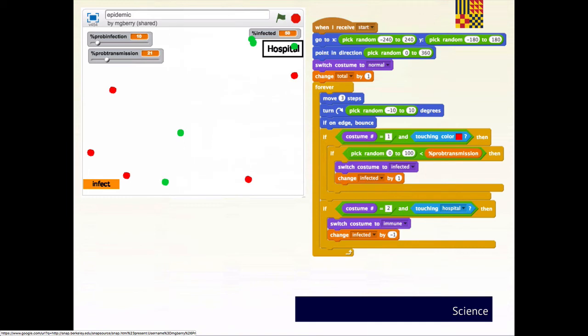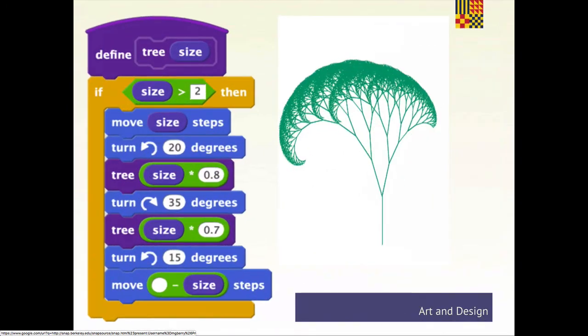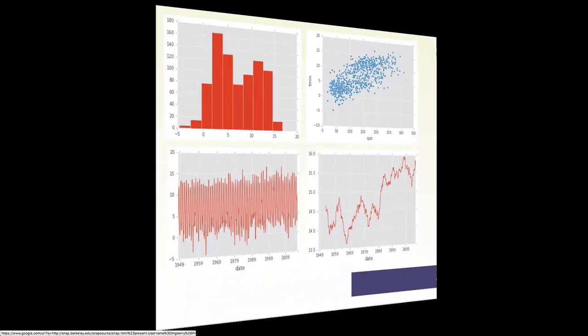In science, modeling the spread of an epidemic or indeed the zombie apocalypse as individual agents within the model interact with other agents in the model. In art and design, trying to draw things on screen using turtle graphics, creating something which does look a little bit like broccoli or a tree. What is it about nature that has that fractal-like quality to it?